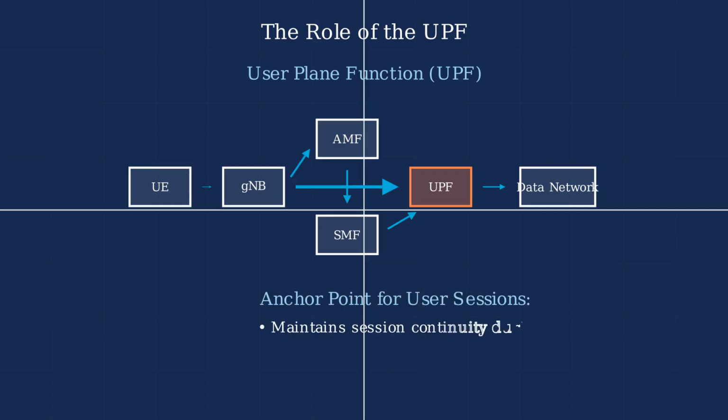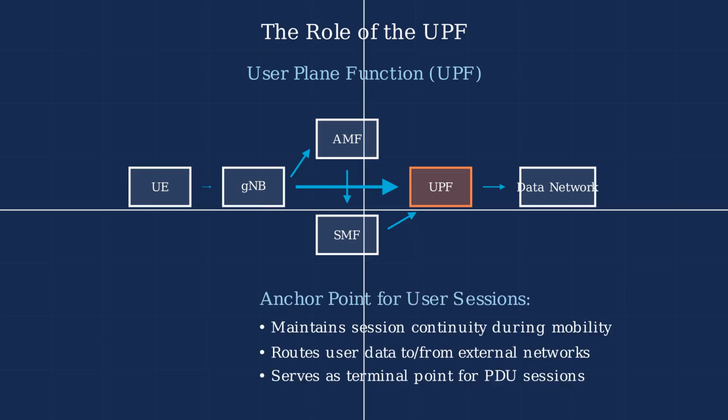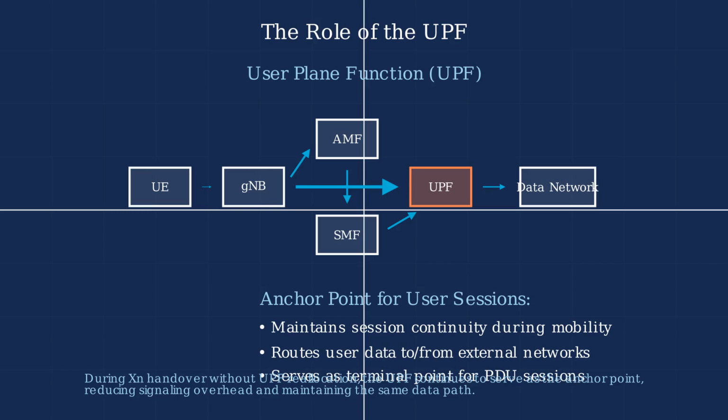The UPF serves as an anchor point for user data sessions. It maintains session continuity when users move between cells, routes data to and from external networks, and acts as the terminal point for protocol data unit sessions. In XN-based handovers without UPF reallocation, the UPF continues to serve as the anchor point for the user's session, which reduces signaling overhead and maintains the same data path through the core network.